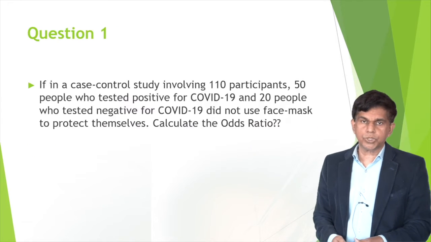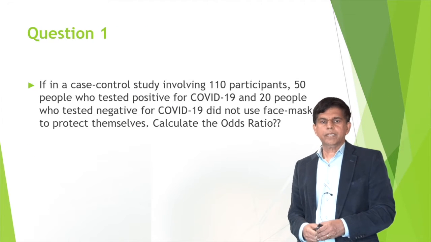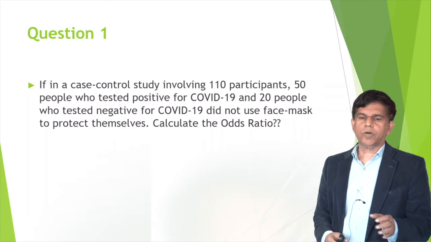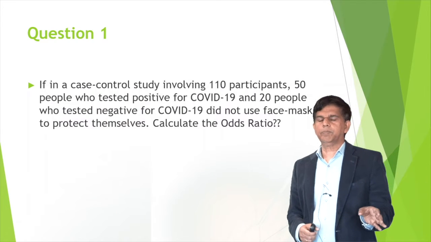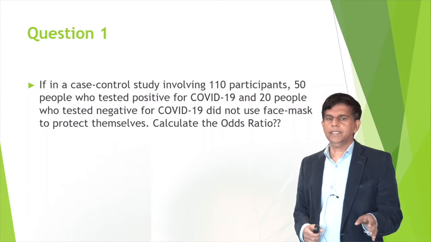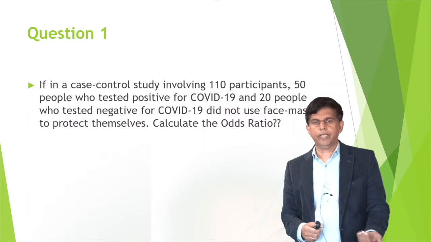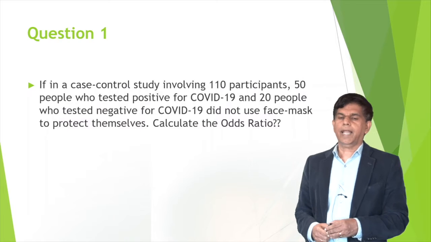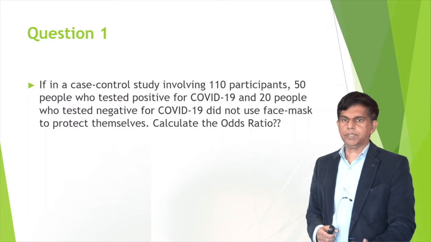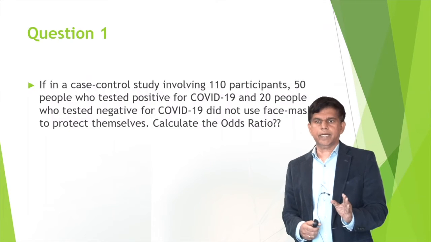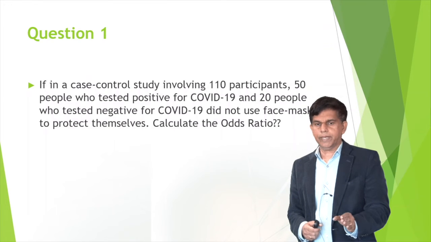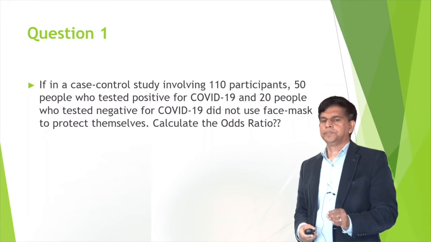Let's do some practice questions now. Number 1. In a case control study involving 110 participants, 50 people tested positive for COVID-19 and 20 people who tested negative for COVID-19 did not use a face mask to protect themselves. Calculate the odds ratio. I'm going to stop the screen for a second and give you time. Create your 2x2 table.